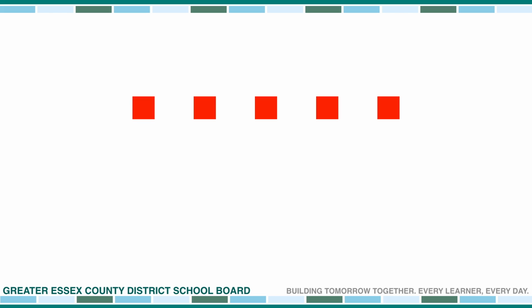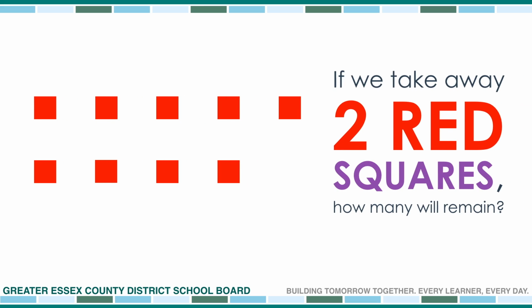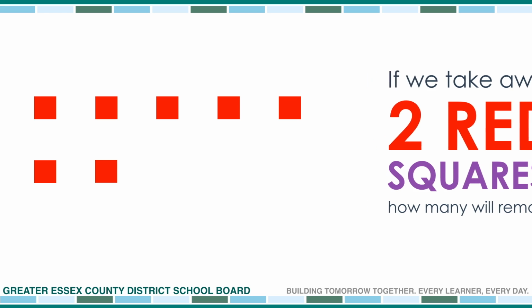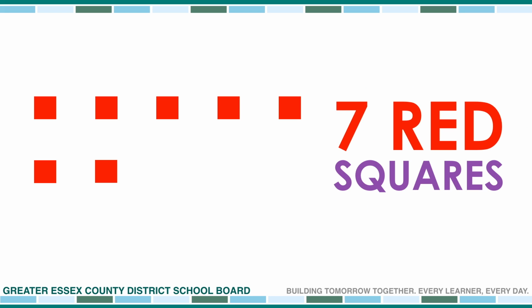All right, let's look at another scenario. Here, we're going to start with some red squares. And the question I have for you is, what if we remove or take away 2 red squares? How many will remain? Well, again, most people would have no problem with this. We just simply swipe away 2, and we can see the result is 7 red squares remain. Nothing too tricky there.